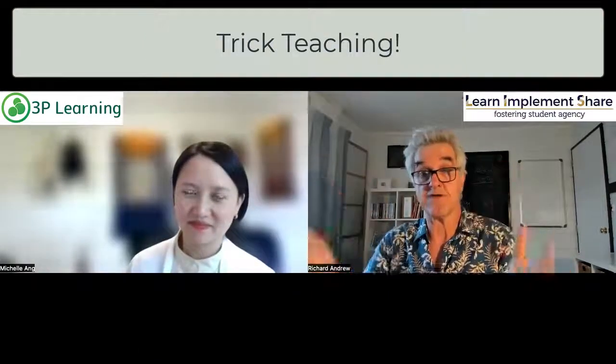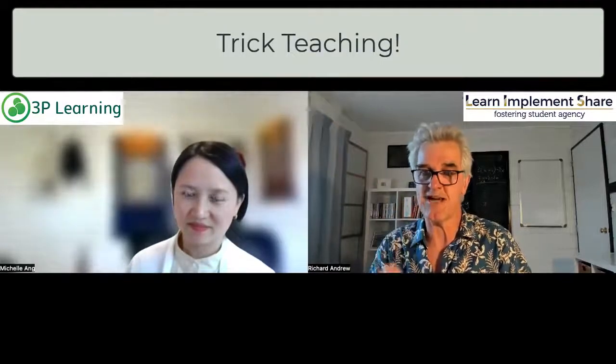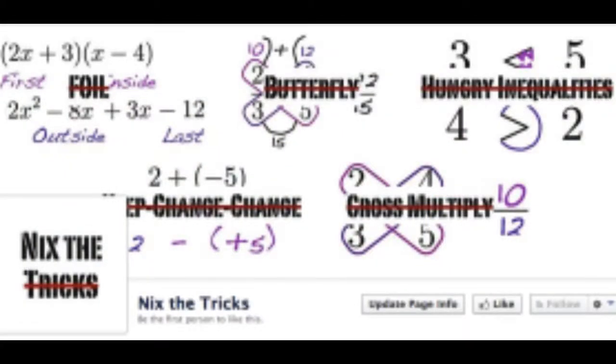So invert and multiply is a trick. Teachers think they're teaching shortcuts. A shortcut is a shortcut that makes sense. A trick is a shortcut that doesn't make sense.